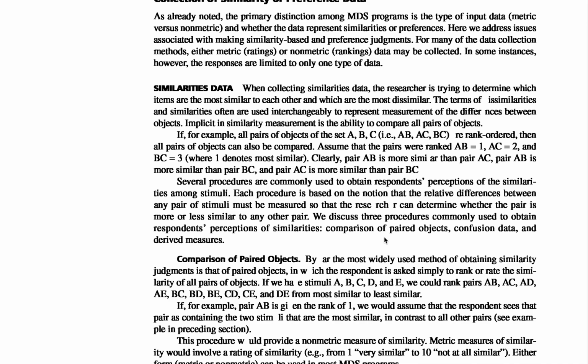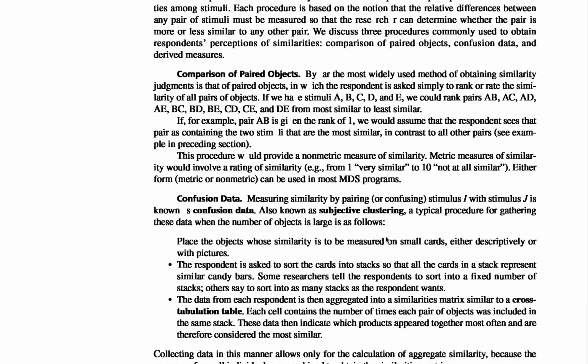Several procedures are commonly used to obtain respondent perceptions of the similarities among the stimuli. Each procedure is based on the notion that relative differences between the pairs of the stimuli must be measured so that the researcher can determine whether a pair is more or less similar to any other pair. We discuss three procedures commonly used to obtain the respondent perceptions of the similarities: comparison of paired objects, confusion data, and derived measures.